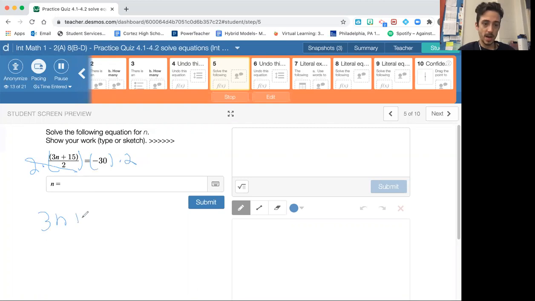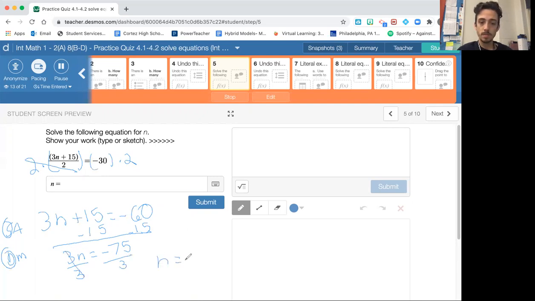3n is now adding 15, but it is equal to negative 60. Two-step equation here, use SADMAP. Think opposites, deduct 15, deduct 15. So I used subtraction here. Now 3n is claiming to be equal to negative 75. Divide both sides by 3. N equals negative 25.